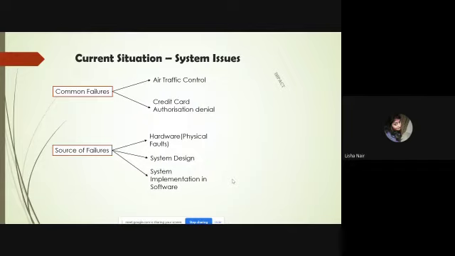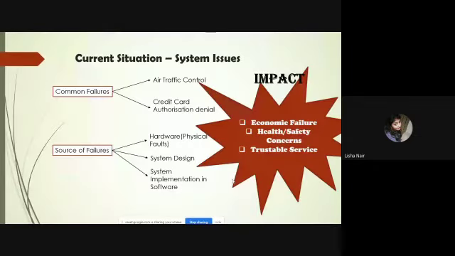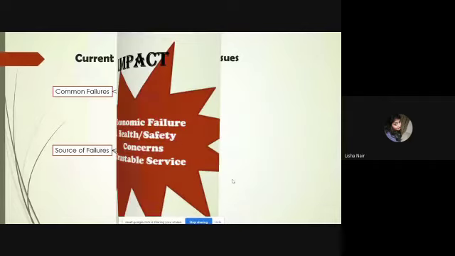What could these failures impact? Impact on health or safety. The economy might fail, and you are even losing a trustable service. So if somebody is relying on your service and you're losing their trust because of such failures. So those were the system issues.